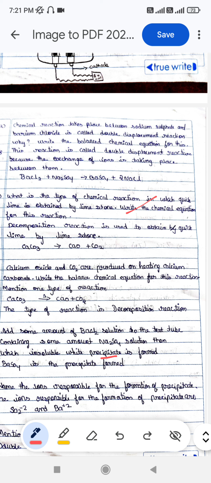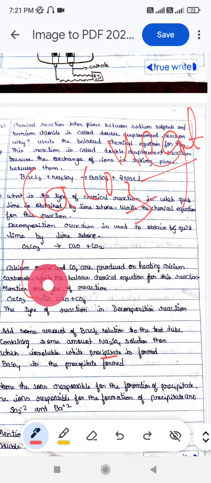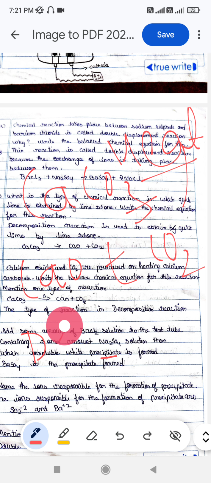So what are they asking here? Calcium carbonate is heated. What is calcium carbonate? CaCO3 is heated, correct? What products will it release? Again, calcium oxide plus CO2 will be released. What kind of reaction is it? Again it is a decomposition reaction. Simple answer, correct? Decomposition is the answer. It is the same similar question.